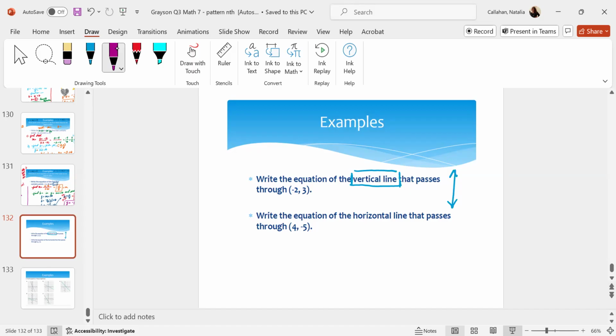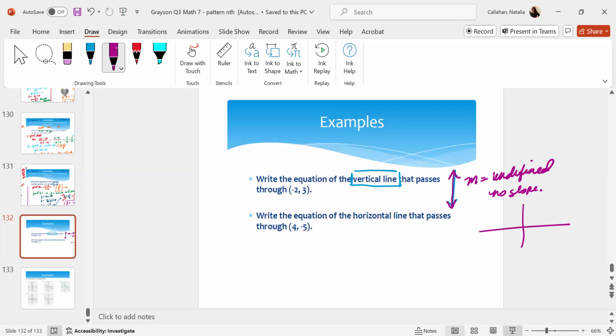You have it? Okay, so vertical line. This is a vertical line. What do we know about a vertical line, the slope? There is just no slope, right? So write an equation that passes through -2, 3, right?